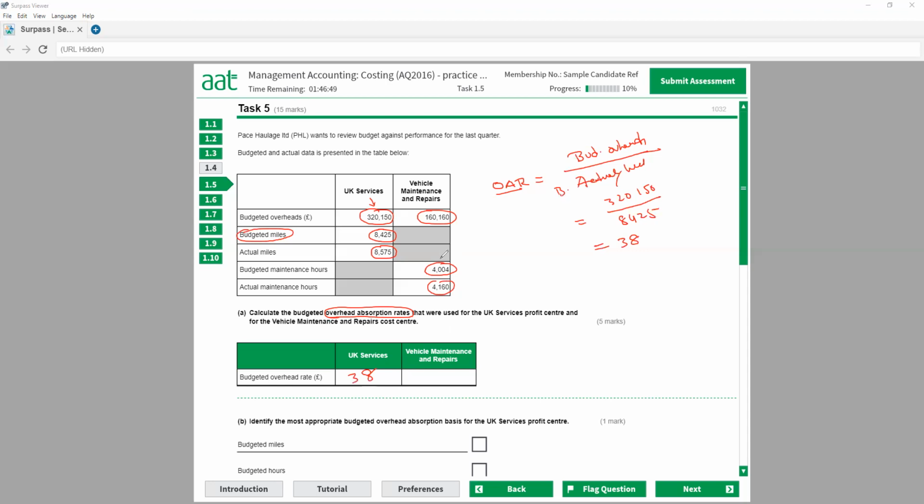And the same way do for the maintenance. So you do 160, 160. We divide by the budgeted maintenance hour. It's 4004. And that will give you 40. So overhead absorption rate, always go with the budgeted and budgeted. Never consider the actual. All right, let's move to the next one.